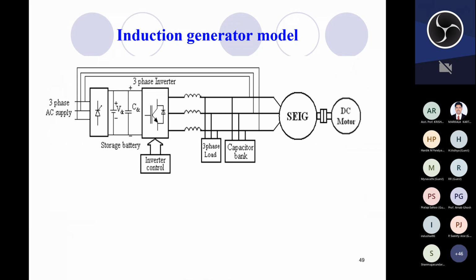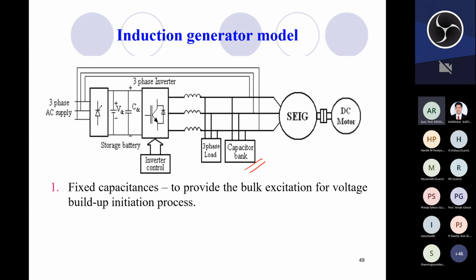Okay, so we can use a hybrid source of reactive power. That is, we can use capacitor bank for the supply of bulk excitation, and some inverter to stabilize the voltage, which will supply the excess reactive power to stabilize the voltage. This is one way. So fixed capacitances are used to provide the bulk excitation for the voltage build-up initiation process only. That means if this machine is run under no load condition first, then whatever capacitor bank is connected will be sufficient to initiate the voltage build-up procedure.